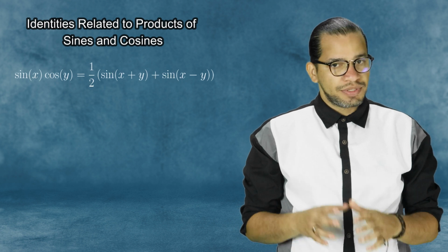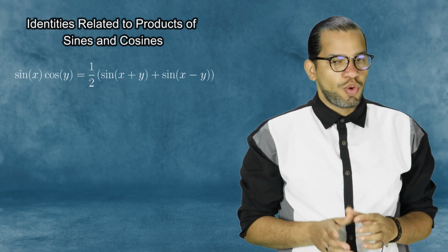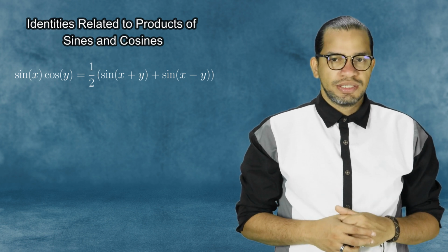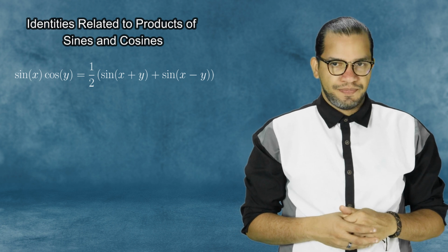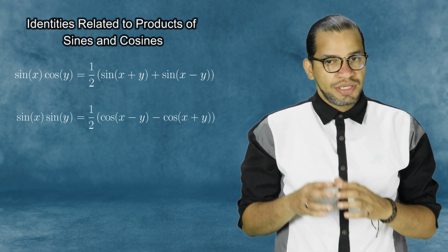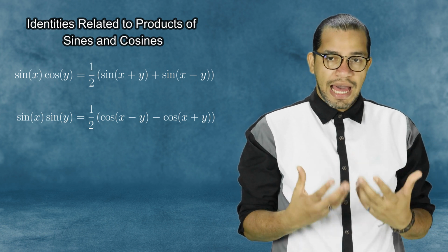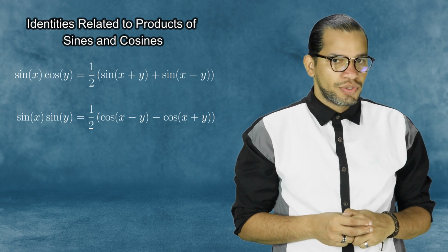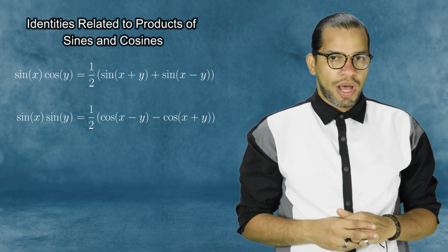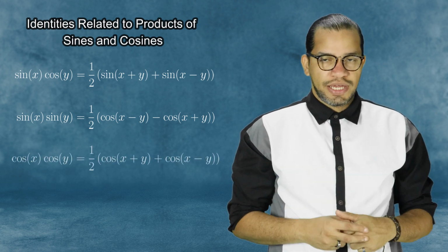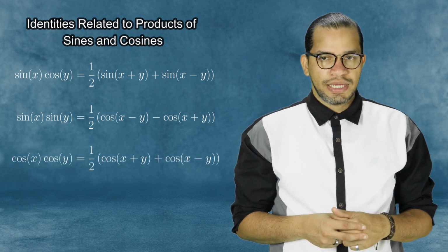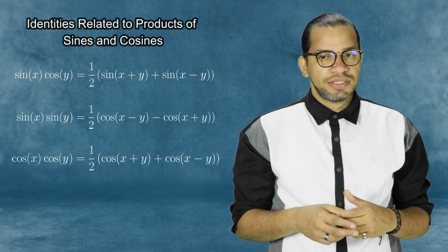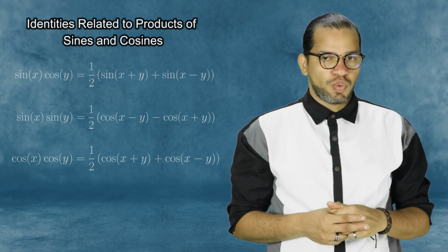Sine of x times cosine of y is equal to a half of sine of x plus y plus sine of x minus y. Sine of x times sine of y is equal to a half of cosine of x minus y minus cosine of x plus y. Lastly, cosine of x times cosine of y is equal to a half of cosine of x plus y plus cosine of x minus y.